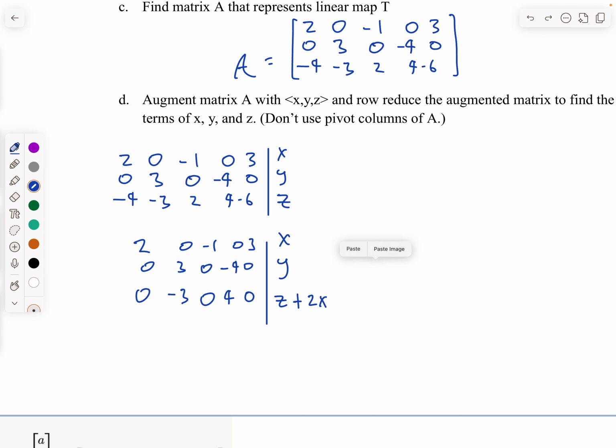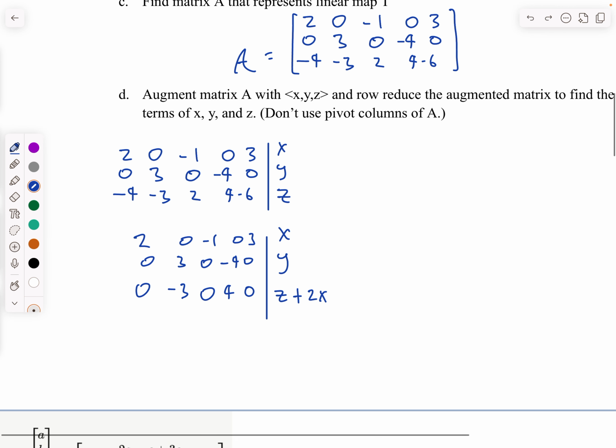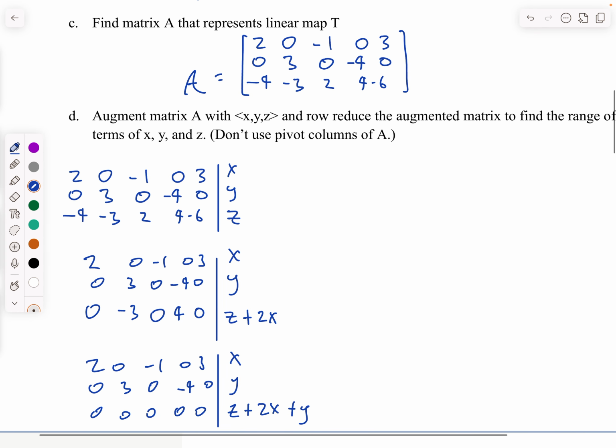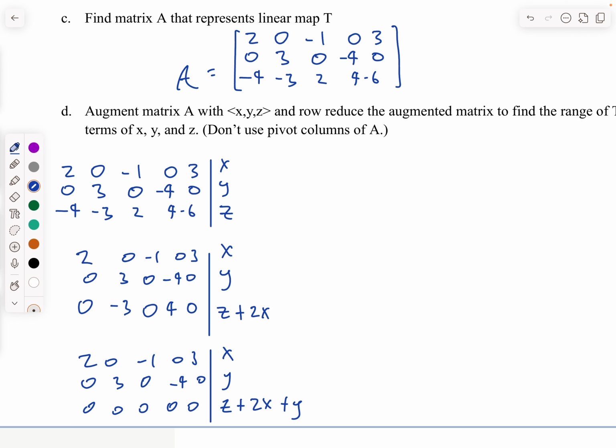It looks like the third row is just an inverse of the bottom row, of the middle row, pardon me. And we will use that middle row to get rid of the bottom row. So these are unchanged, and the bottom row becomes all zeros. And what did we do? We took this, and we just added the middle row to it. So how do we find the range from this?